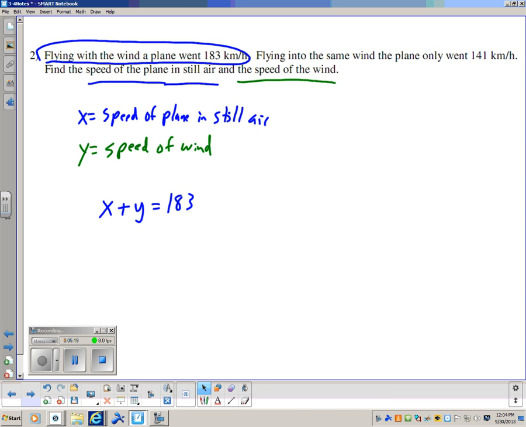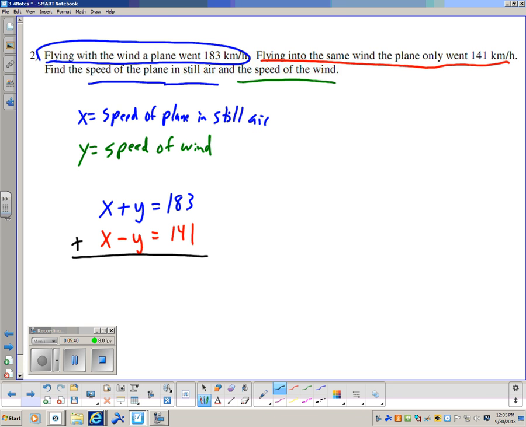Now I want to look at the second statement. It says flying into the same wind, the plane only went 141 kilometers per hour. As you're flying into the wind, it's going to slow you down. And so we're going to do x minus y, and it's going only 141. Now that we have those two set up, notice it's naturally adding these two together. The y's are going to cancel out. So we end up getting 2x equals 324. And then we can simply divide by 2.